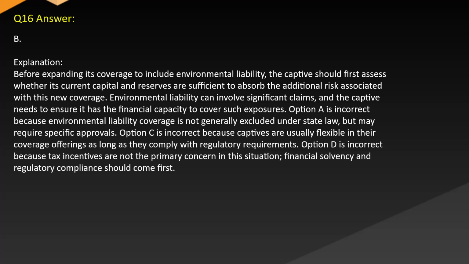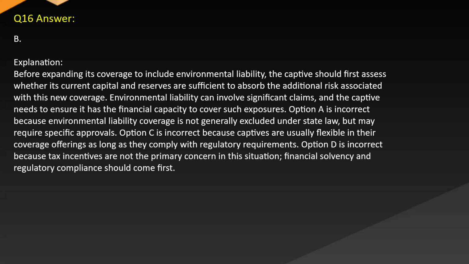Answer: B. Explanation: Before expanding its coverage to include environmental liability, the captive should first assess whether its current capital and reserves are sufficient to absorb the additional risk associated with this new coverage. Environmental liability can involve significant claims, and the captive needs to ensure it has the financial capacity to cover such exposures. Option A is incorrect because environmental liability coverage is not generally excluded under state law, but may require specific approvals. Option C is incorrect because captives are usually flexible in their coverage offerings as long as they comply with regulatory requirements.